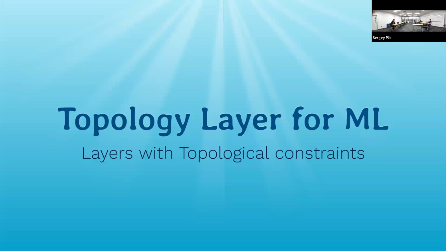So the main idea behind this paper is how to constrain a neural network layer to have the same or similar topological properties as whatever your input data is.